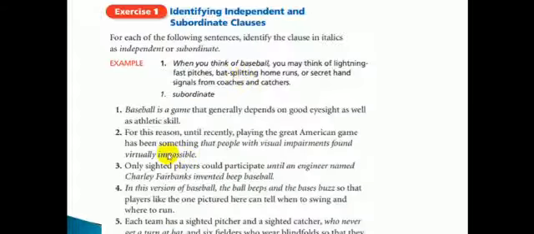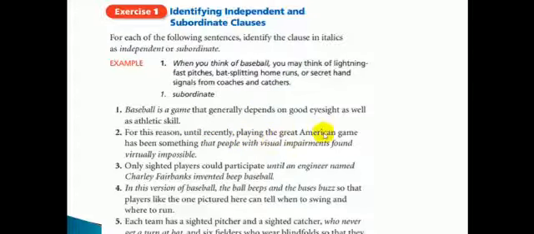Let's go on. Number 2: For this reason, until recently, playing the great American game has been something that people with visual impairment found virtually impossible. So let's take it one by one, step by step. For this reason, no verb. So you remember what it is? Yes, it is a phrase. Until recently, no subject, no verb also, so it is also a phrase.